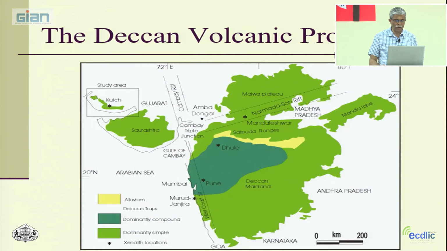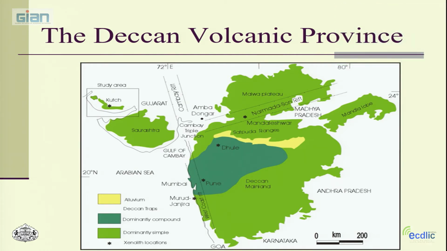Okay. So you are quite familiar with this particular diagram, which gives you the distribution of the Deccan volcanic province, and in that you can see two colors, green and blue. They speak about the classification that we normally follow in the Deccan volcanic province, that is the compound flows and simple flows, or Pahoehoe and Aa flows, similar to your Hawaiian tholeiites.